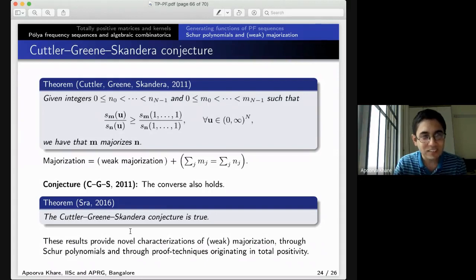And so once again, these results provide novel characterizations of majorization or of weak majorization through Schur polynomials, or you can even replace them, as I said, by generalized Vandermonde determinants, and through proof techniques that originate also in total positivity, not just in this.